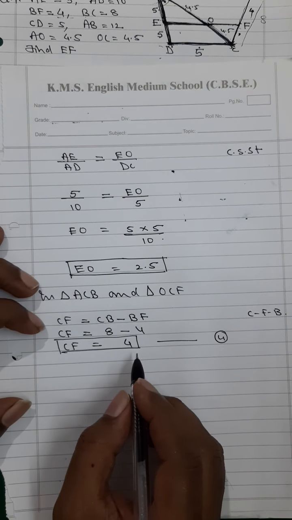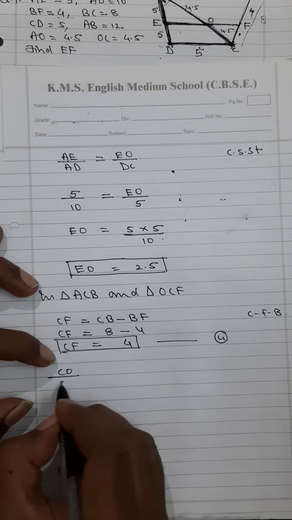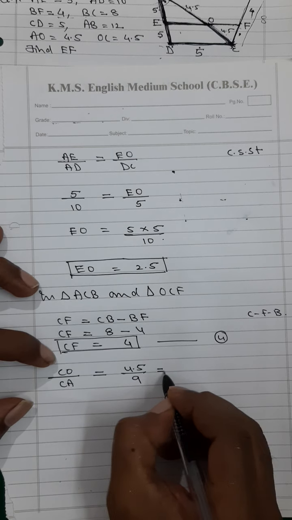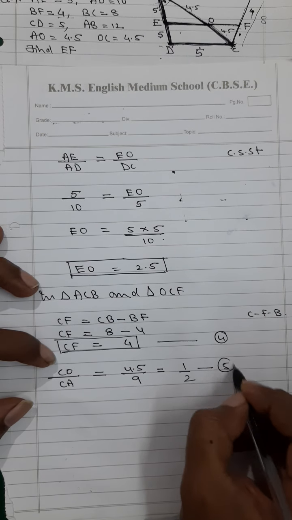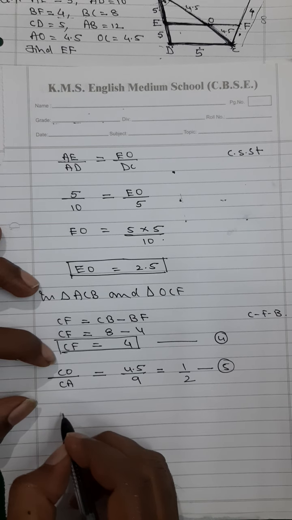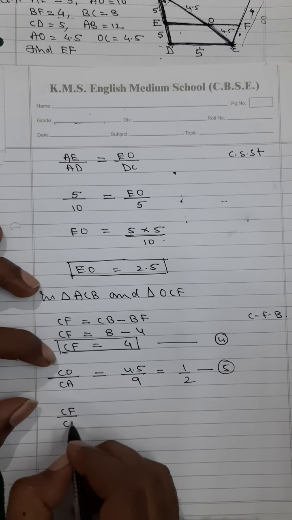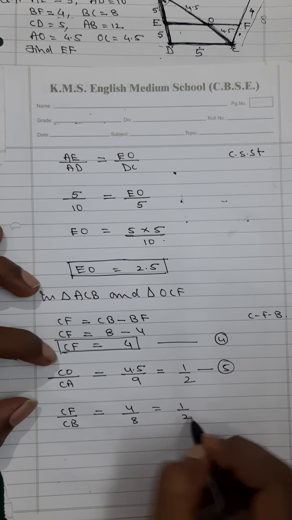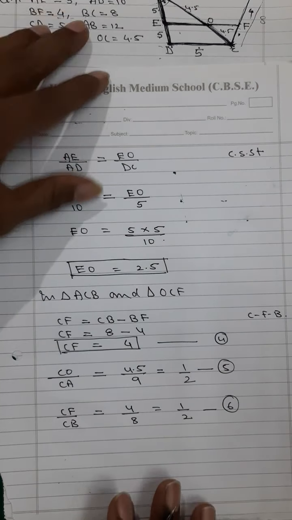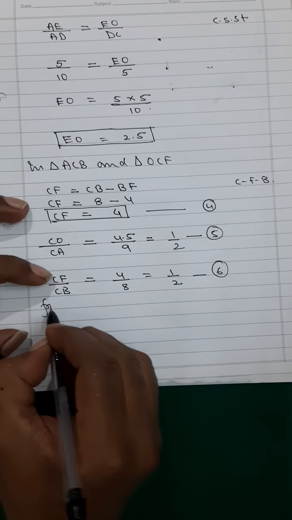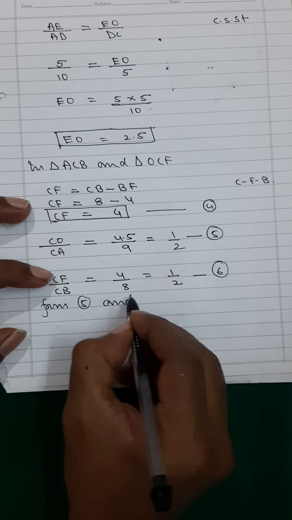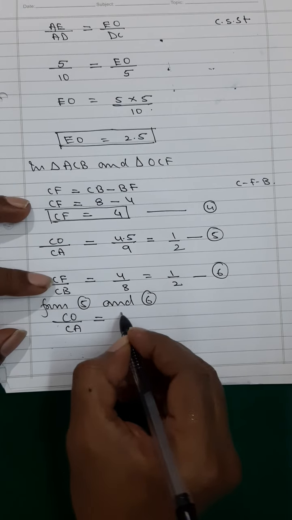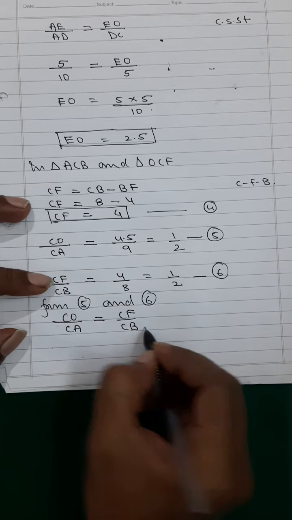Now I can find CO upon CA, that is equal to 4.5 upon 9, that is equal to 1 upon 2 again. Similarly, CF upon CB is going to be CF is 4 upon 8, it is still equal to 1 upon 2. So this is basically 6. So from 5 and 6, what do you get? CO upon CA is equal to CF upon CB.